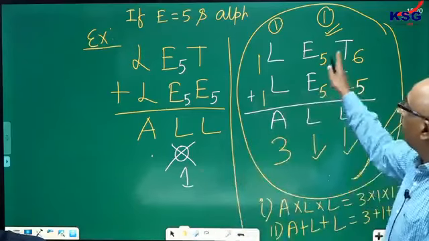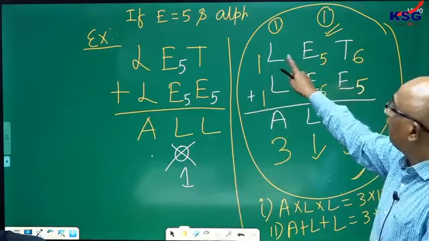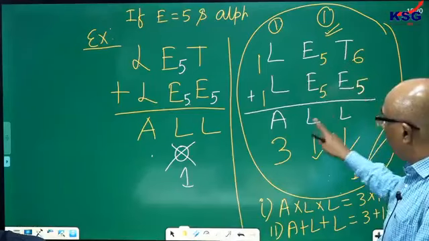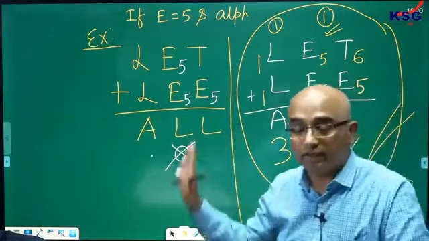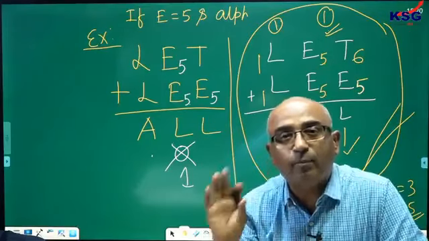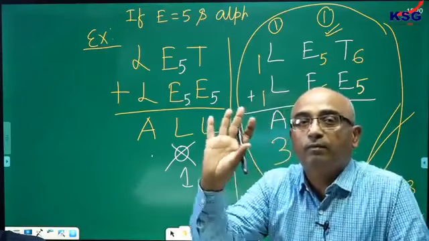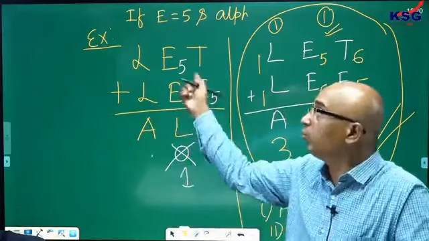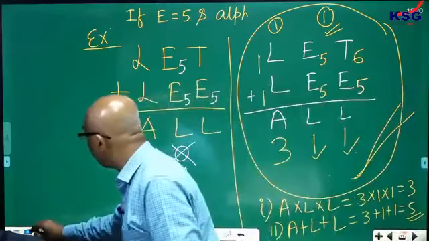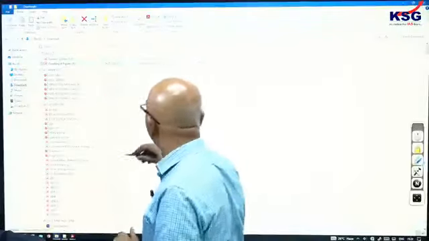This is the only value: L for 1, E for 5, T for 6, E for 5, A for 3 will satisfy all the given conditions. Those who are still getting a little confused, please stop for some minutes. We will discuss some more examples from the exercise. So students, let's begin CSAT type practice from the class exercise.